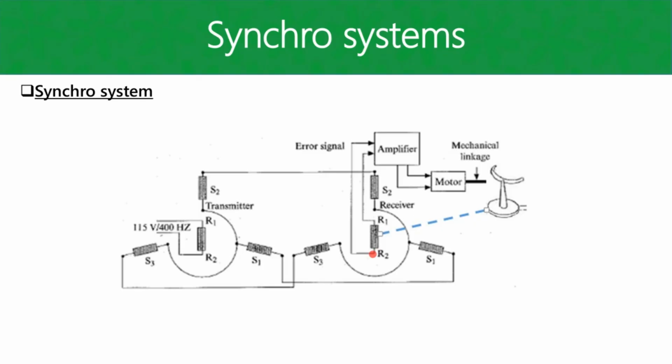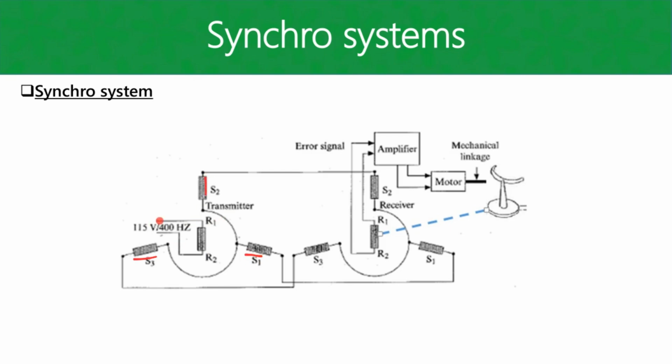Then you also have synchro systems. It almost looks like a three-phase star-connected system. Essentially, with synchro systems, you're always going to have a transmitter and a receiver. So you essentially have three coils.